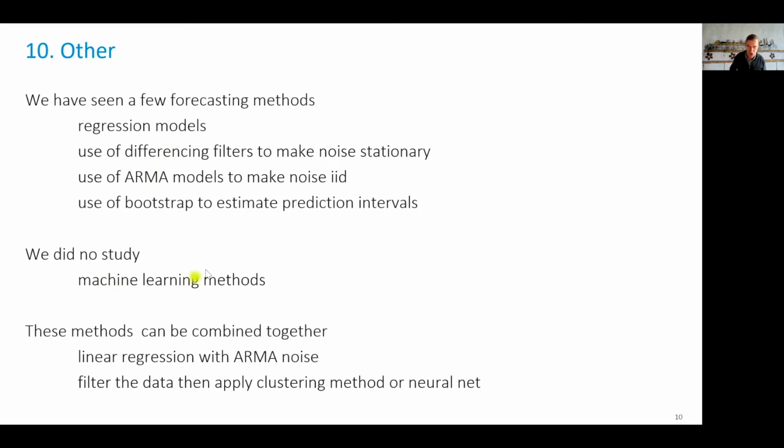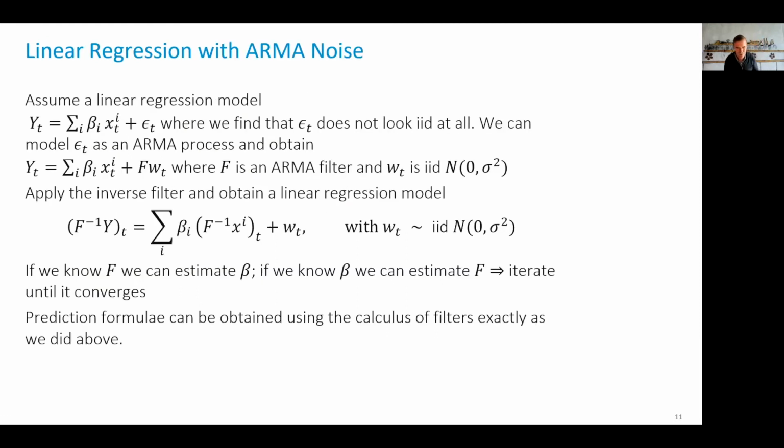Methods based on machine learning. We can view machine learning as a sophisticated way of doing a regression, sometimes done in a way that we understand well, sometimes done in a way that's more mysterious. We're just at the beginning of this era of such methods. And of course, you can combine all of those together. For example, I will just mention one combination that is also often done, which consists in combining linear regression with ARMA noise. We have seen two methods as two separate, completely disjoint methods.